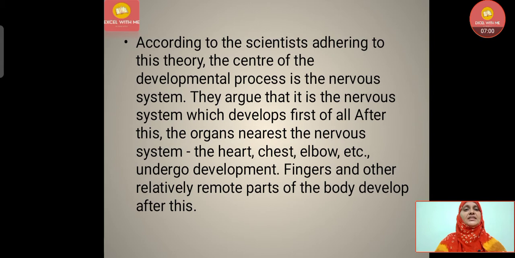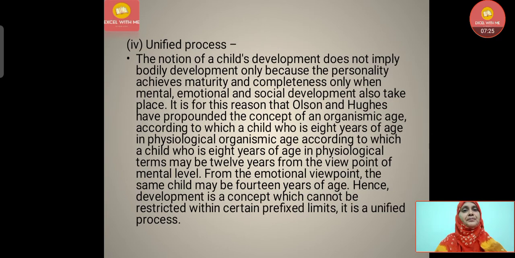According to the scientists adhering to this theory, the center of the developmental process is the nervous system. They argue that it is the nervous system which develops first of all. After this, the organs nearest the nervous system, the heart, the chest, the elbow, etc. undergo development. Fingers and other relatively remote parts of the body develop after this.